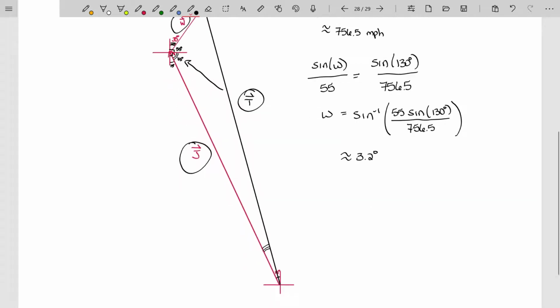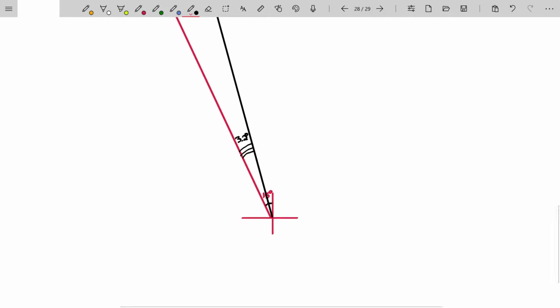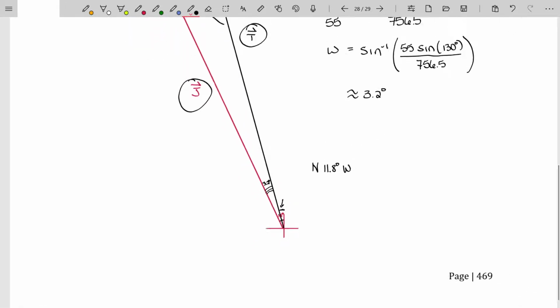So we know that this little sliver of an angle is 3.2 degrees. So remember, they were going north by 15, but now they've been pushed off course slightly. 15 minus 3.2 is actually what their true course is. So their course is north by 11.8 degrees west. That's 15 minus 3.2. That's their true course.